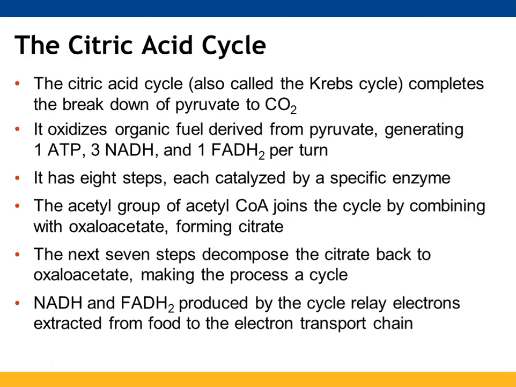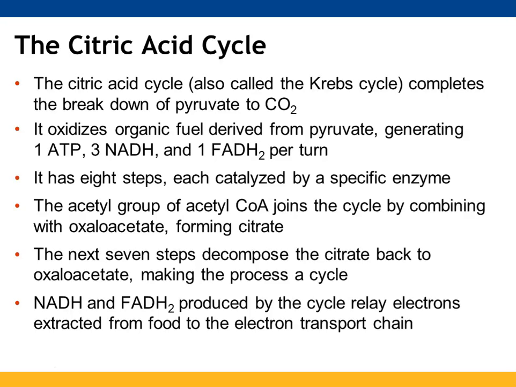So in the citric acid cycle, which is also called the Krebs cycle for the scientist who first described it, we finish off breaking down pyruvate into CO2. Because we still have more carbons to pull off, each time we go through the citric acid cycle with one of those acetyl-CoAs that we formed from pyruvate, one ATP, three NADH, and one FADH2, those electron carrier molecules, are formed for each turn.